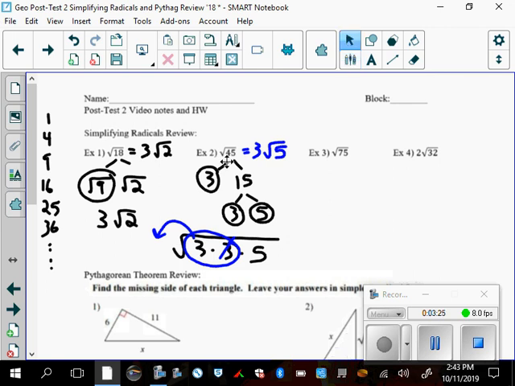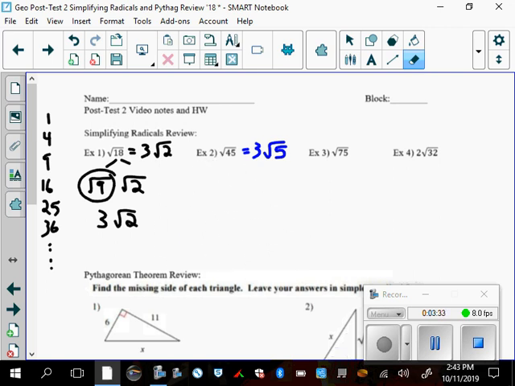Okay, if I started that process the same way that we did the first problem, the biggest perfect square that goes into this is 9. 9 goes into it 5 times. The square root of 9 is 3, radical 5. Okay, and when we do the square root, the radical goes away.